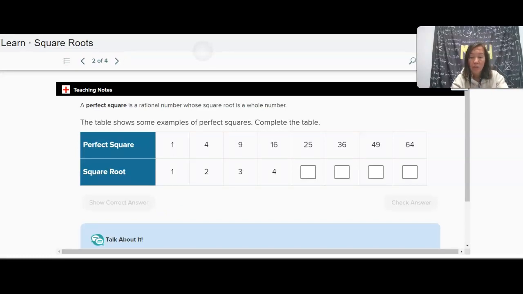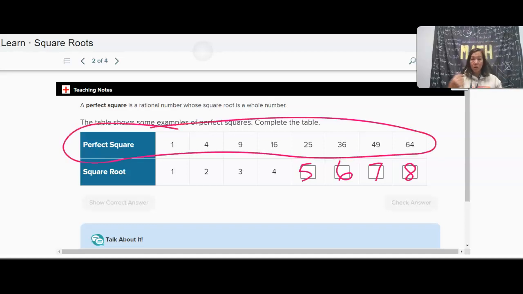So 25 is a perfect square. Its square root is 5. You can fill in the boxes. 36 is a perfect square because it's 6 squared. This is 7 squared and 8 squared. So it is important because you'll be using these a lot. It's important to know which numbers are perfect squares. So 1, 4, 9, if you can just recognize those as perfect squares, that's going to help you out with a lot of the things we'll be doing in this section.